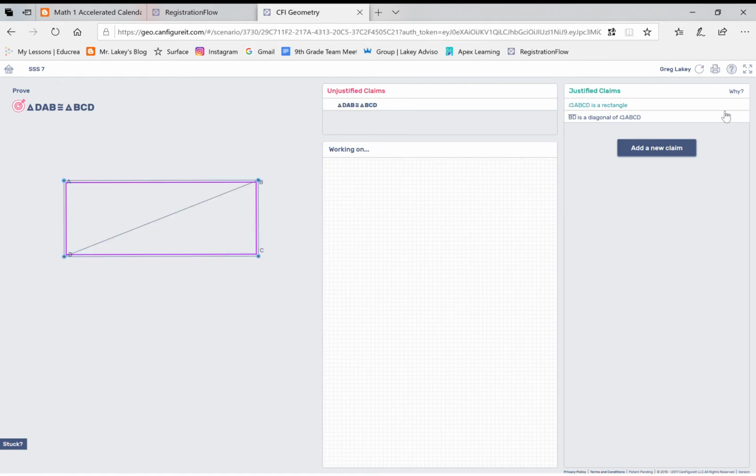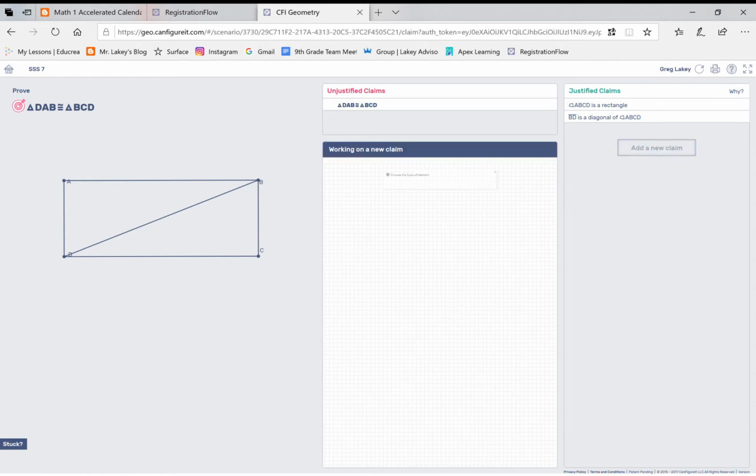They gave us that ABCD is a rectangle, and they told us that BD is a diagonal of rectangle ABCD. All right, so now what we want to do, line BD, let's go to add a new claim. Now, is line BD shared by both of those small triangles in there? Yeah, BD is shared. Both of them have that same exact line.